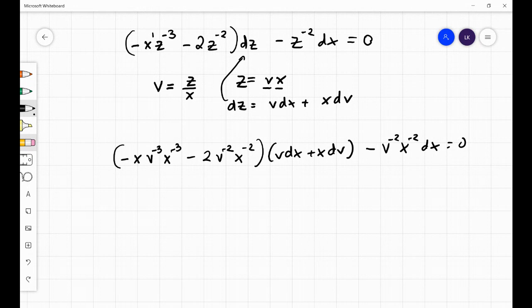So let's distribute here, FOIL this out, and let's get the dx terms. So we have minus b to the negative 2, x to the negative 2, dx, and then minus 2b to the negative 1, x to the negative 2, dx, and then we have this term as well. And then we have the dv term.